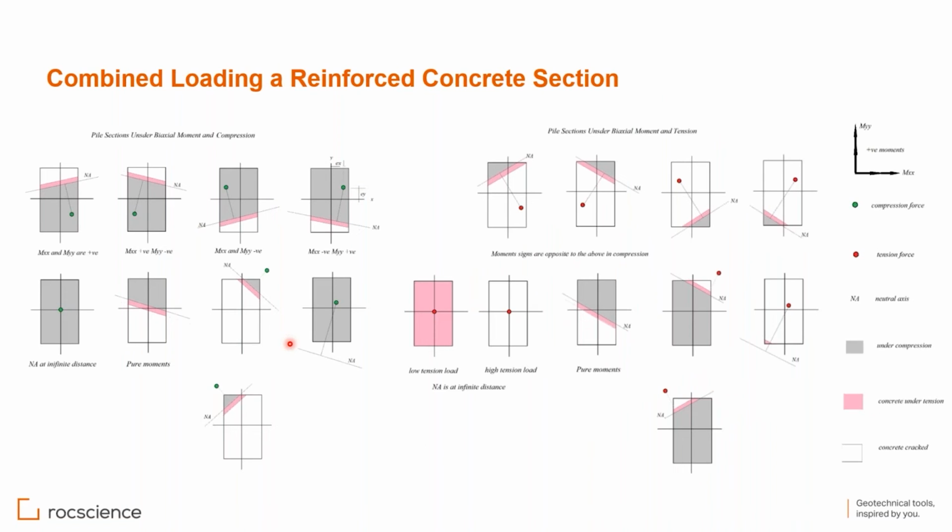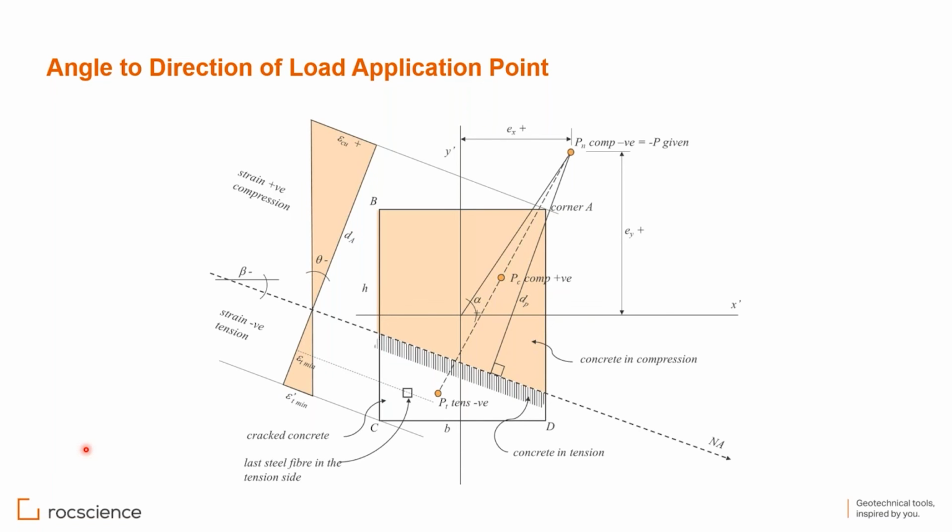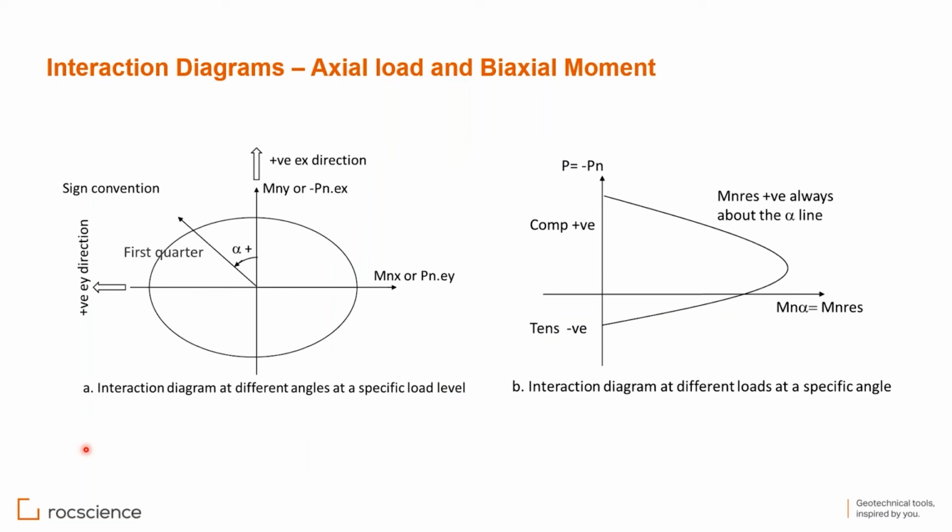RSPile interaction diagram covers all the cases of compression. So it searches for the neutral axis and its inclination. And the same thing it does for the tension. So don't worry about whether you have tension or compression, they both work. And also fully tensile load, or fully compressive load without moment. This is how the parameters work for the interaction diagram. And these are the interaction diagrams that we get usually.